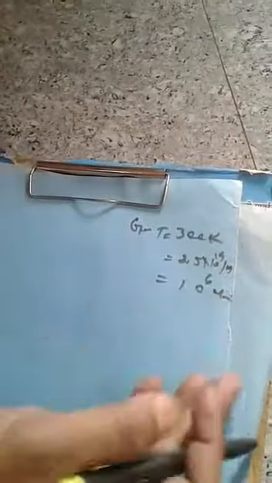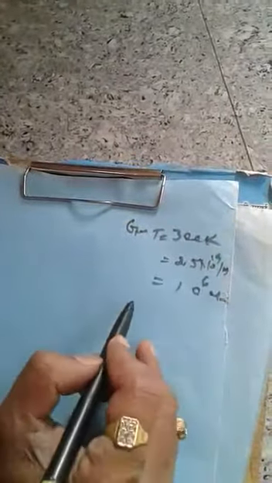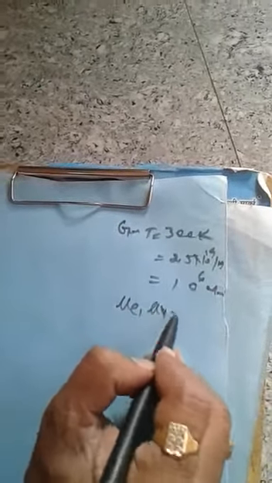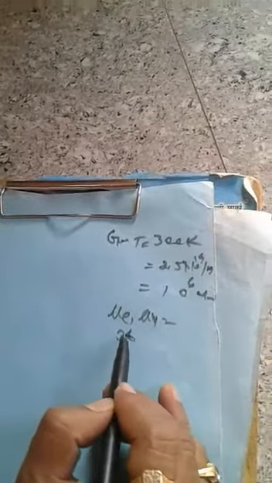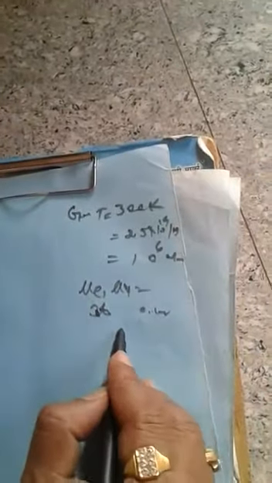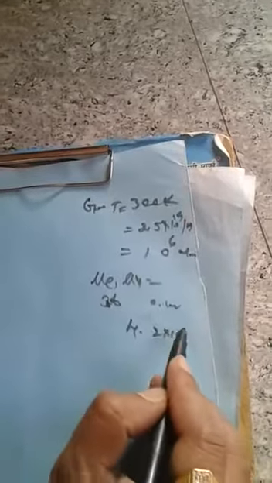Assuming that all the impurity atoms are ionized, find the resistivity of the doped germanium if the electron and hole mobilities are 0.36 and 0.18 respectively, and the number of germanium atoms per unit volume is 4.2 into 10 to the power of 26.